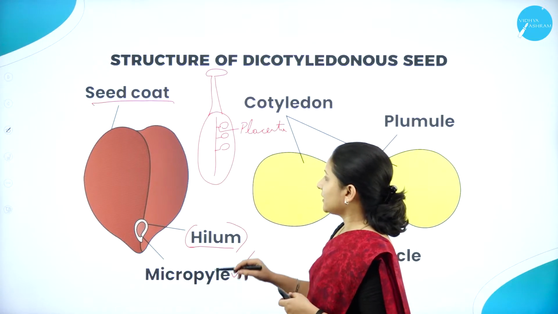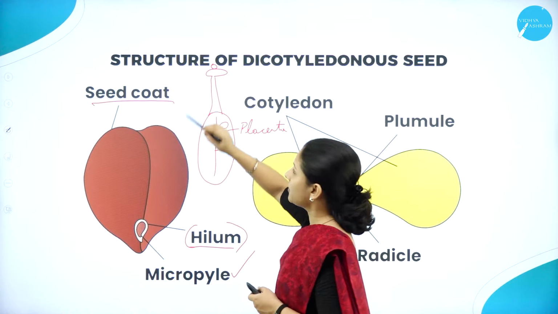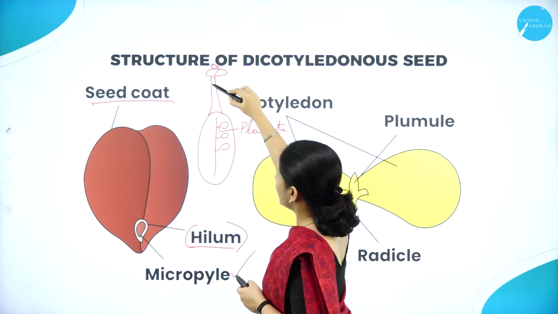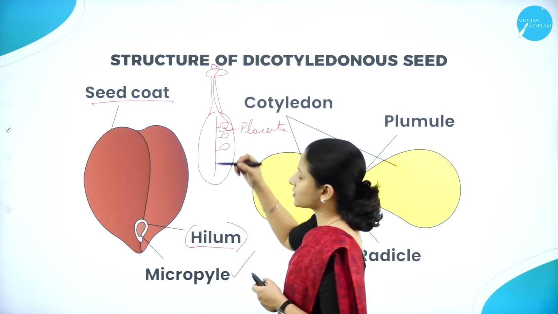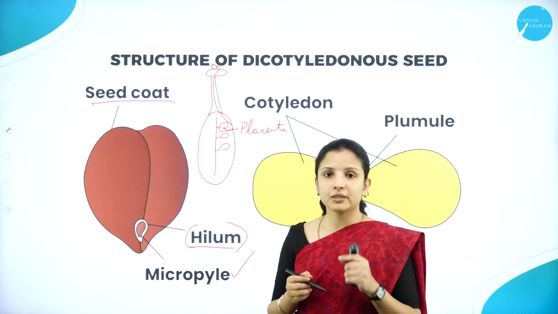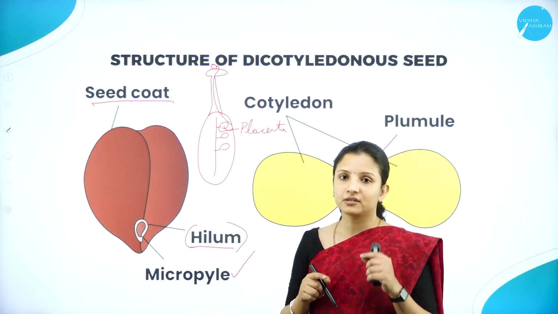So micropyle, as I told you: say, for example, the pollen grain falls on the stigma, then it produces the pollen tube, and it enters somewhere through here. Through which region? That is, through the opening present in the ovule, it will enter. That particular opening is called the micropyle.